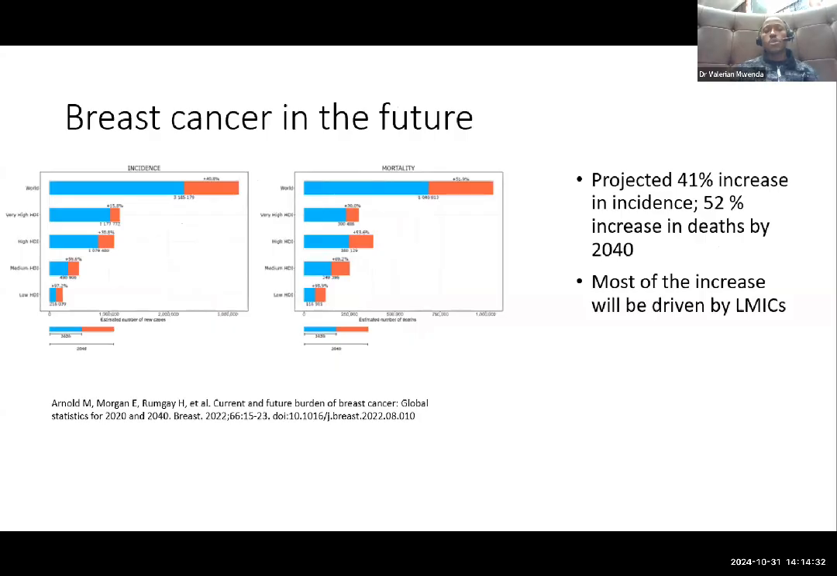So what do we expect with the breast cancer burden in future? There is a projected approximately 41% increase in breast cancer incidence by 2040, and more than 52% increase in deaths by the same period. Unfortunately, most of this burden of both incidence and mortality will be driven by countries of low and middle income status. And so, there is need for focus on evidence-based interventions that can reduce breast cancer incidence and mortality in these particular regions of the world, if we are to reduce the disparities that we've seen across the world.